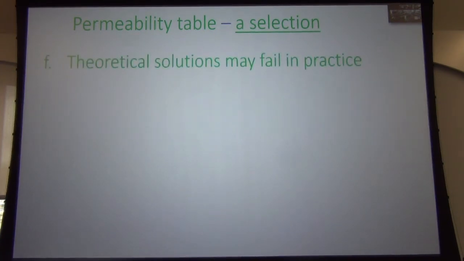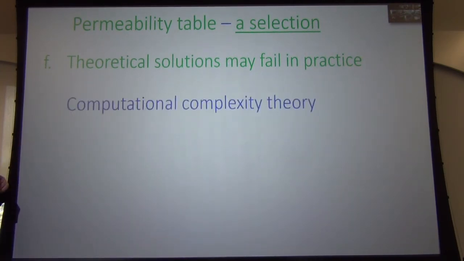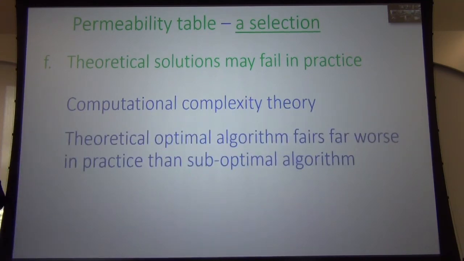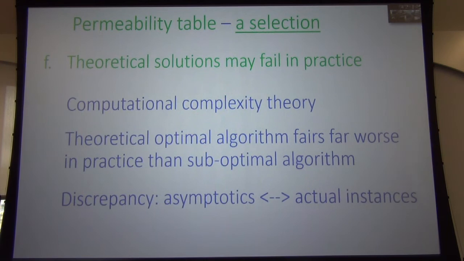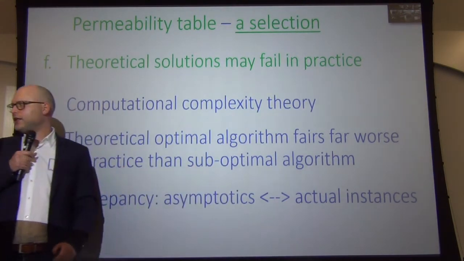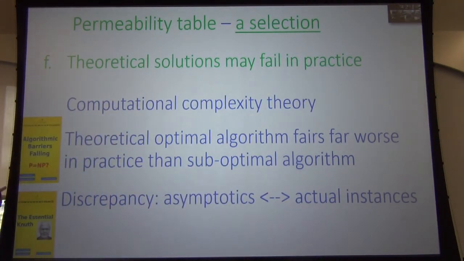Let's have a look at statement F. Theoretical solutions may fail in practice. Can we find an example? Yes, in computational complexity theory, where they also use Turing machines in a particular way, so there's a Turing machine practice in play. A theoretical optimal algorithm can fare far worse in practice than a suboptimal algorithm, because there's a discrepancy between the asymptotics used by the mathematicians and the actual instances used by the software engineering industry, and this is explained at length in my oral histories with Donald Knuth.